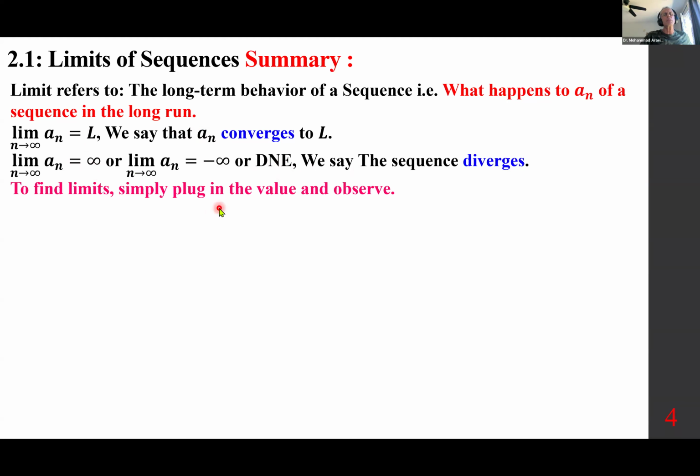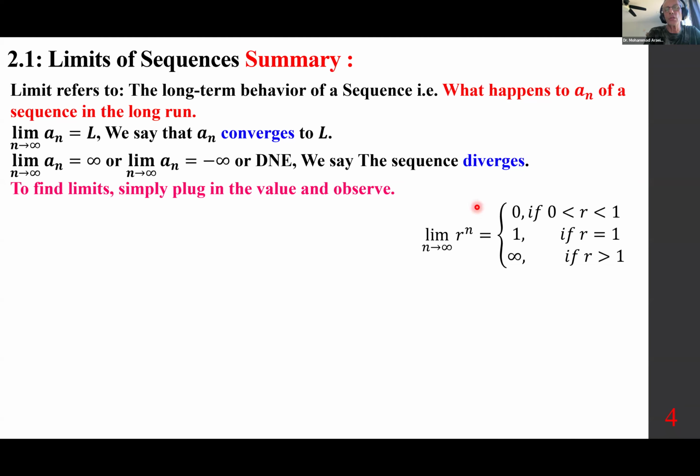And to find limits, simply plug in the value and observe. We discuss this further as we come across. So this is the summary. We're going to discuss some of the theorems. The limit of r to the power of n as n approaches infinity depends on the base. If the base r is between 0 and 1, it becomes 0. If the base r is 1, it is 1, 1 to the power of n. If the base r is larger than 1, this becomes larger and larger, and it tends to infinity.